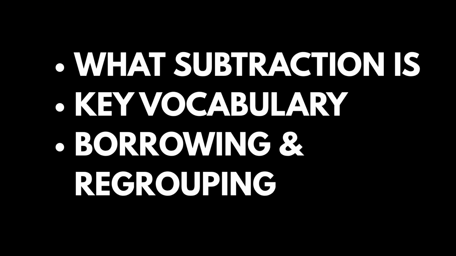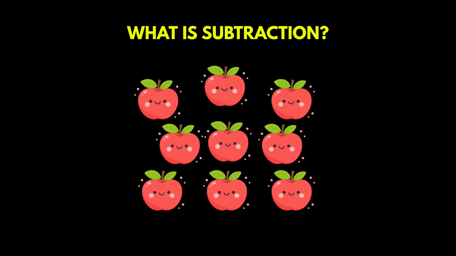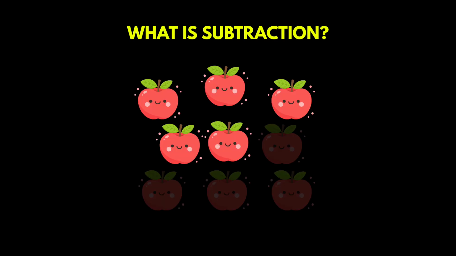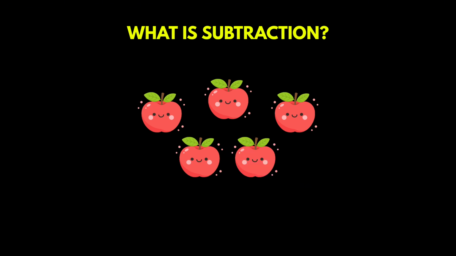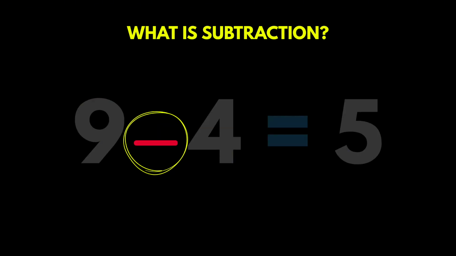Let's get into it. Subtraction is the opposite of addition. Instead of combining amounts, you are removing one amount from another. You start with a total, you take something away, and you find out what's left. Think of it like this. You have 9 apples. You eat 4 of them. How many are left? 5. That's subtraction. 9 minus 4 equals 5. The minus sign is the operator. It tells us that we are taking away, not adding.